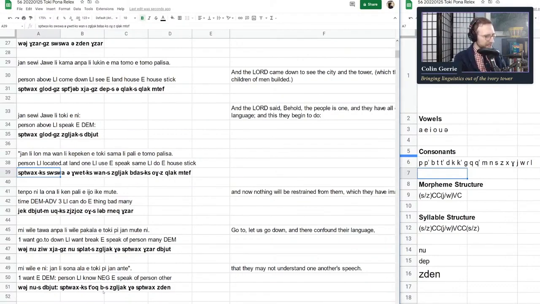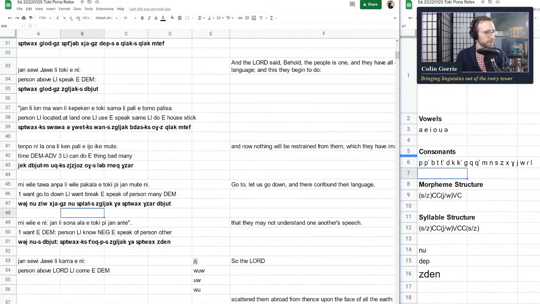Okay. And then in this next sentence, what is going on with this b? Oh, yes, this should be suffixed here. And here, I think we're going to do the same thing. The negative marker will also agree in voicing. So we have ops, voinus debut, sptwach, sptwachs, ops, zgliak, sptwach, zden, obviously. All right, moving on.